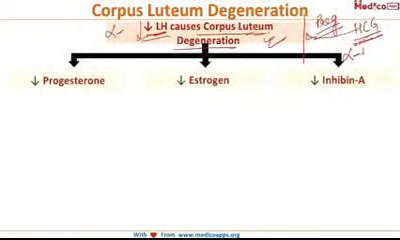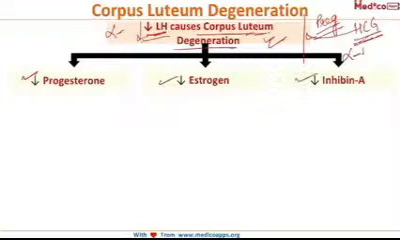And this is the difference here with the pregnancy. If at all the pregnancy occurs here, then this corpus luteum will now be maintained by the HCG, the human chorionic gonadotropin, because we know that the alpha subunit of the HCG resembles the alpha subunit of the LH. So this HCG will now support the corpus luteum. But if the pregnancy does not occur, then with the decrease of LH, the corpus luteum degenerates, and subsequently there will be decrease in the levels of progesterone, estrogen and inhibin A.